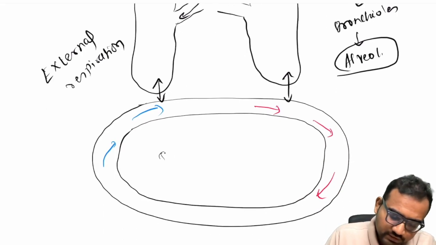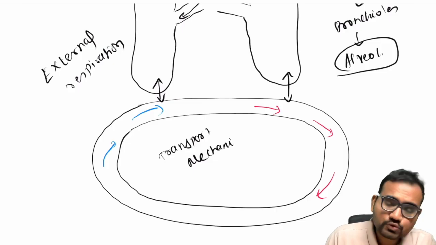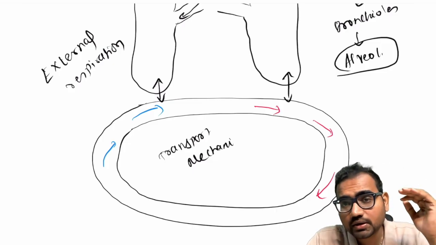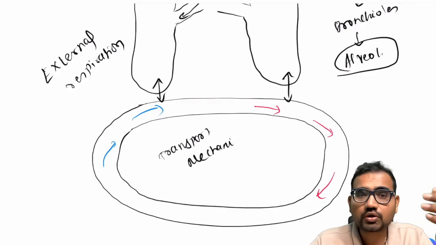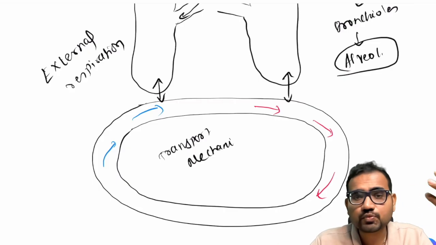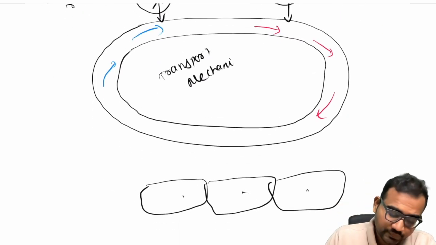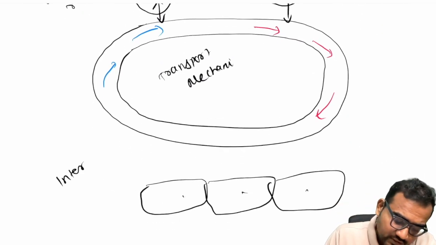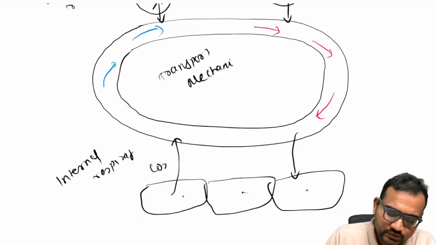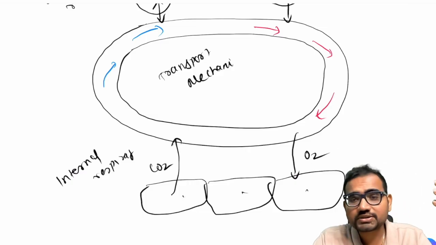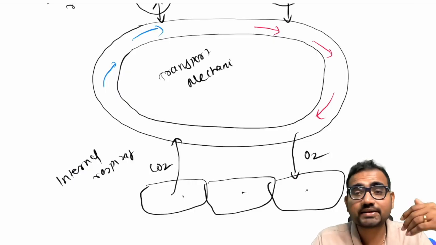There is something called transport mechanism or transport respiration. Transport respiration is where the cardiovascular system and the lungs combine and distribute the gas throughout the body. Okay, so that is transport respiration. The third one is internal respiration. Internal respiration is the movement of the oxygen into the cells and the movement of carbon dioxide out of the cells. So the oxygen from the bloodstream moves into the cells and the carbon dioxide from the cells moves to the bloodstream. This is internal respiration.